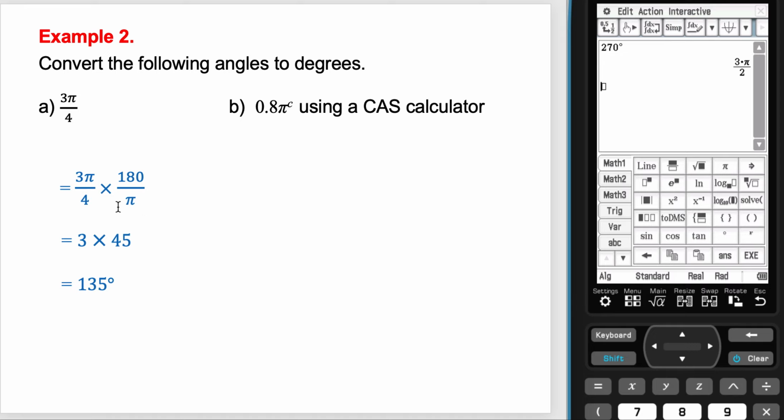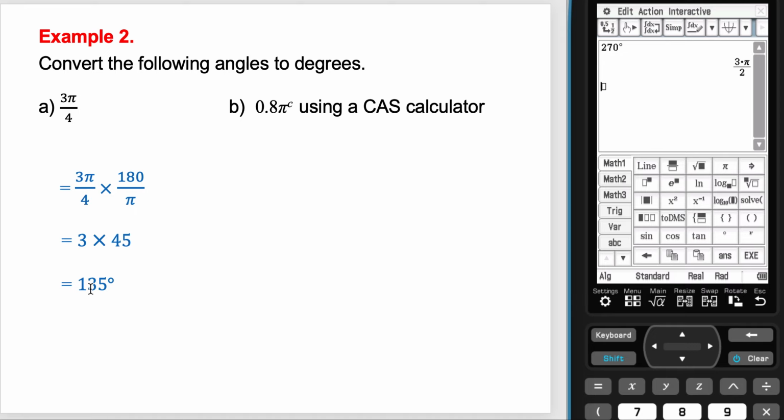So what happens here, as you can kind of see from this first line of working, is that we'll have a pi in the numerator, pi in the denominator. They can cancel down. We also have 180 in the numerator and 4 in the denominator. So you can kind of cancel those two. 180 divided by 4 actually equals 45. So what you're left with is just a 3 on top multiplied by 45 on top. And everything else on the bottom is actually cancelled down to 1. So we just get 3 times 45, which is 135 degrees.